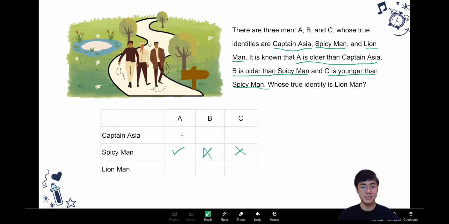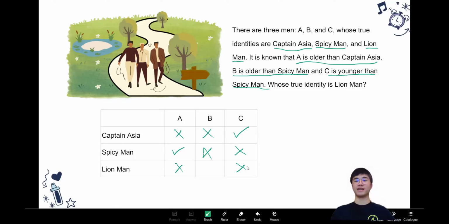So if A is Spicy Man, A cannot be Captain Asia or Lion Man. This is what is left. So what is the information left here? A is older than Captain Asia. So if A is older than Captain Asia and A is Spicy Man, then Spicy Man is older than Captain Asia. So now, who is younger than the Spicy Man? It is Captain Asia. And based on the clue saying that C is younger than Spicy Man, C is Captain Asia. So he is definitely not B anymore, and C is not Lion Man.